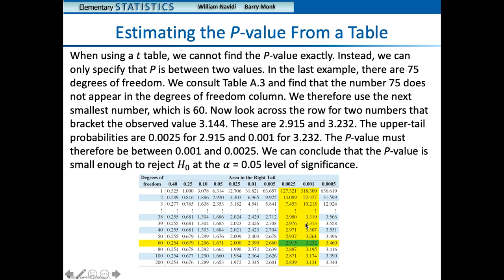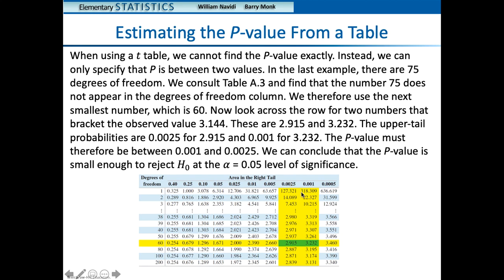In reality, my exact test statistic is 3.144, which falls somewhere in between these two numbers, which means my exact p-value will fall somewhere in between these two numbers. So from the chart, we can conclude that my p-value is a number somewhere between 0.001 and 0.0025. Now, every number within that entire range of values is smaller than 0.05.